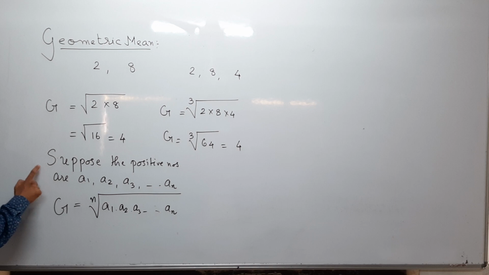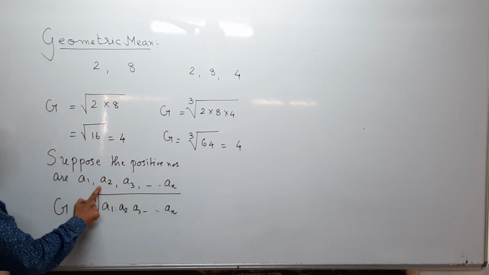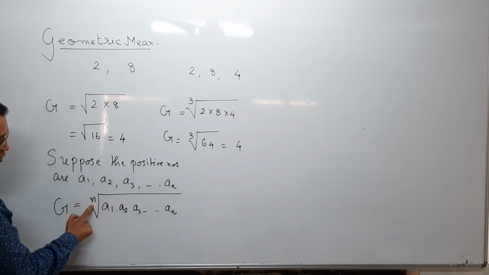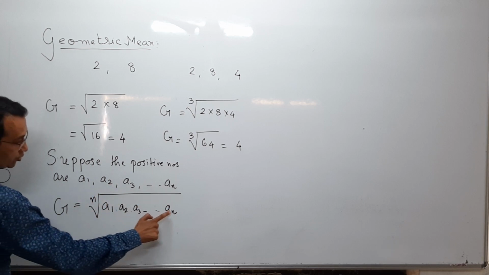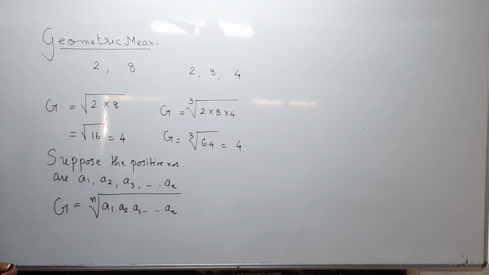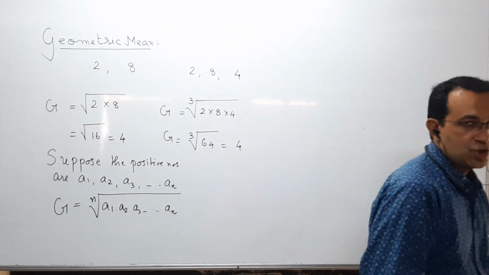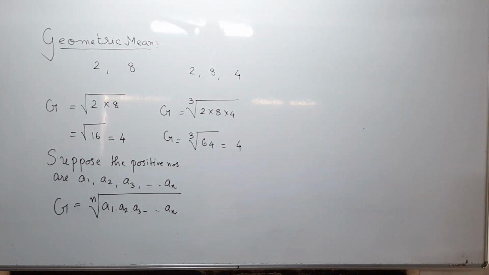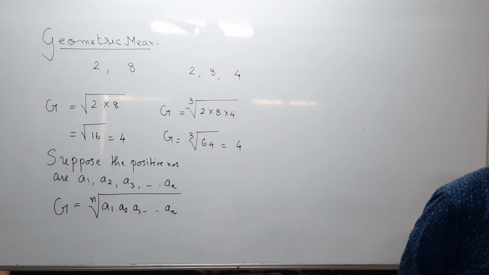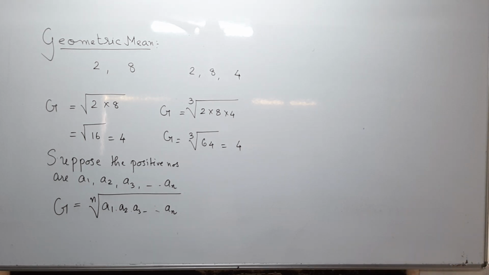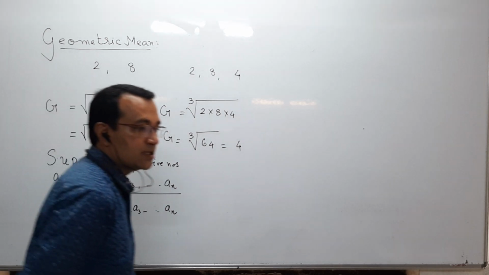Write the fact. Suppose the positive given numbers are A1, A2, A3 up to AN. The nth root of the product of A1, A2, A3 up to AN is defined as the geometric mean of, students, the given n numbers, and geometric mean is denoted by the symbol capital G. So, in short, suppose we want to find geometric mean of two numbers, then you take the product of two numbers and take square root. Suppose you want to find geometric mean of three numbers, you multiply all three numbers and take cube root. You want to find geometric mean of nine numbers, you multiply all nine numbers and take the 9th root.